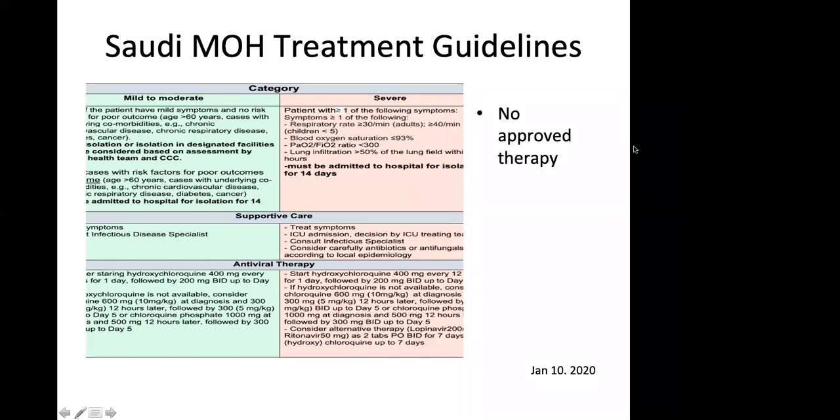And so there are disclaimers, though, that there is no approved therapy that's known to work. So essentially, these guidelines are in line with the available evidence. And then you have to monitor for adverse events, probably the most serious of which is prolonged QTc.